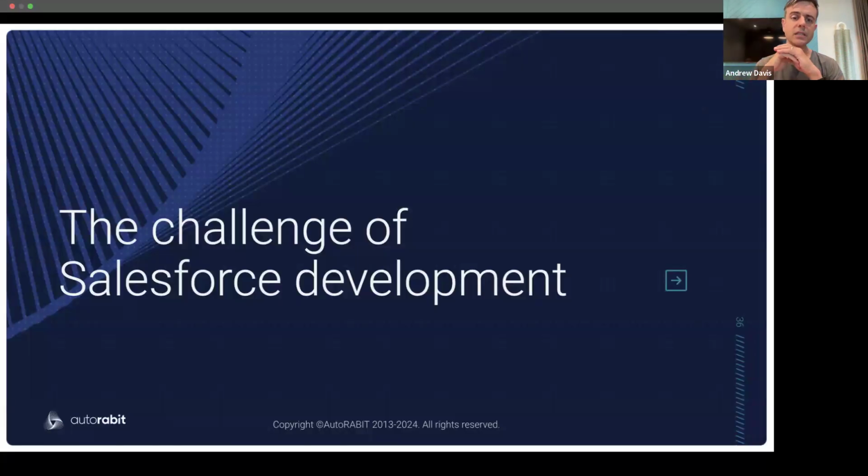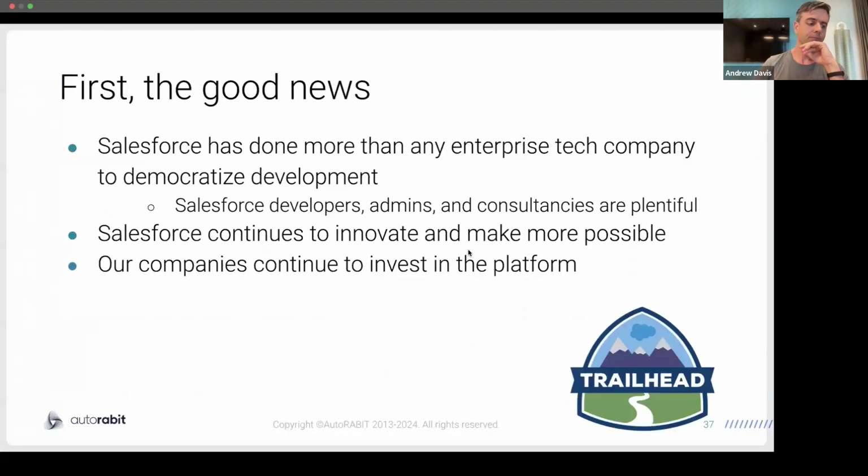So taking this back a little bit to Salesforce and some of the unique challenges in the Salesforce space. First of all, the good news about Salesforce: I don't know of any enterprise software company that has done more to enable citizen developers and democratize development, basically. And because of that, trying to reduce the barrier of entry to becoming a Salesforce developer, there are a relatively large number of developers and admins, consultancies. It's not too hard to find someone to do that work. And that's often quite tricky.